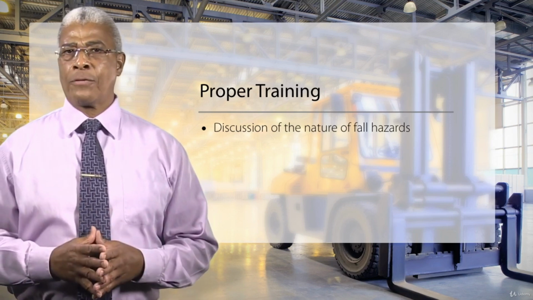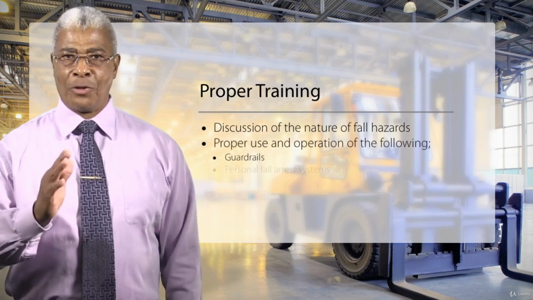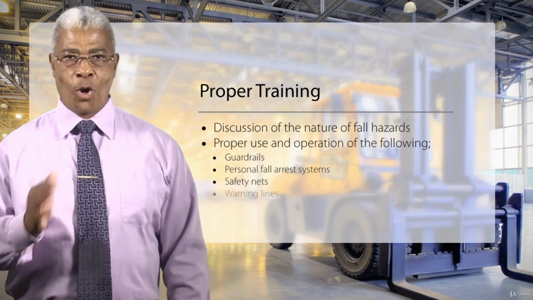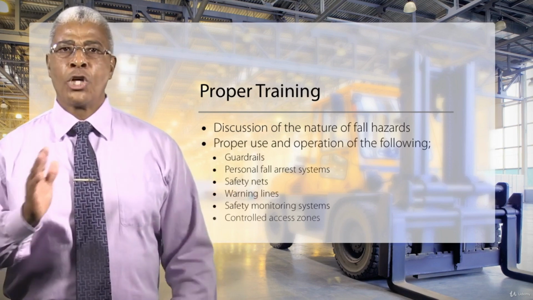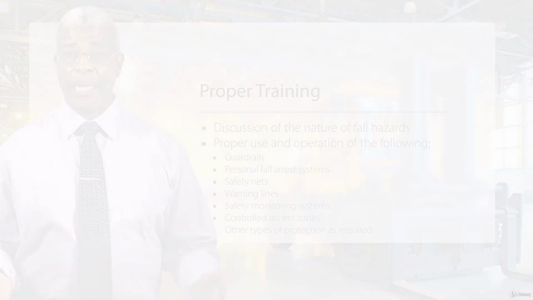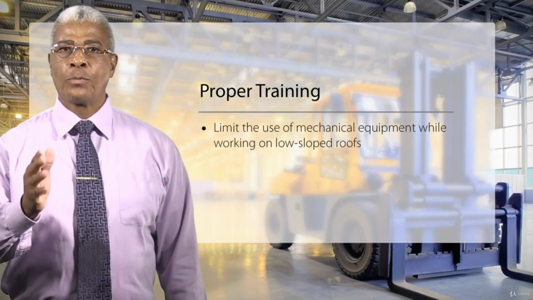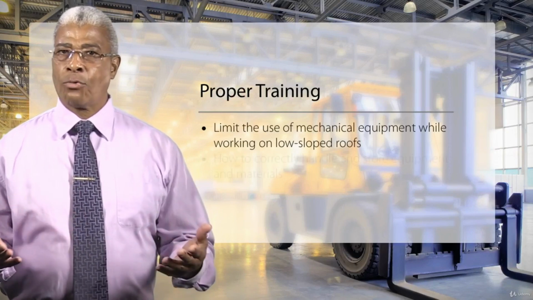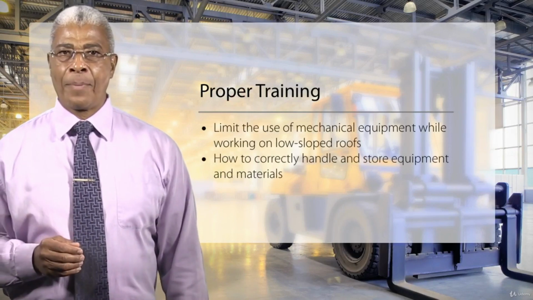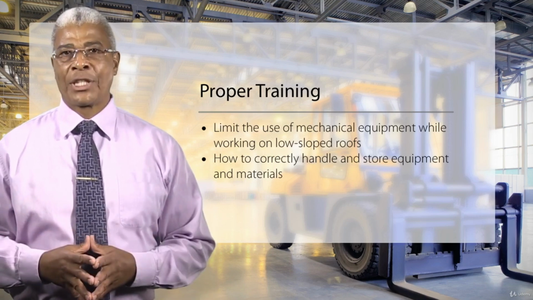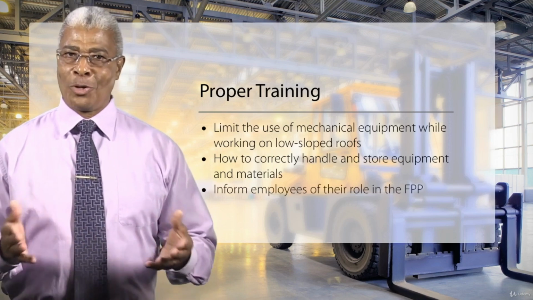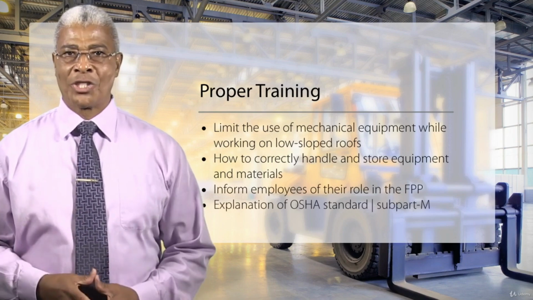The training must also cover the use and operation of guardrail systems, personal fall arrest systems, safety net systems, warning line systems, safety monitoring systems, controlled access zones, and other protection. Any limitations on the use of mechanical equipment during the performance of roofing work on low-sloped roofs must be discussed, as well as the correct procedures for the handling and storage of equipment and materials and the erection of overhead protection. Employees must be trained on their role in fall protection plans and the standards of OSHA Subpart M.